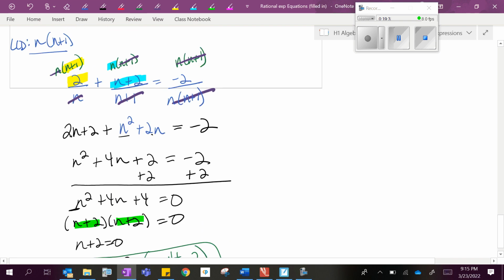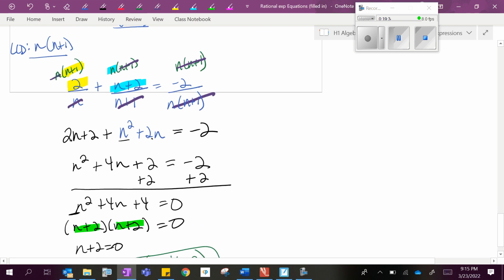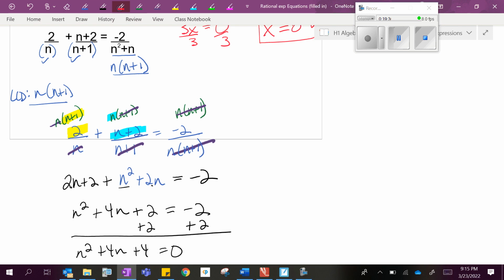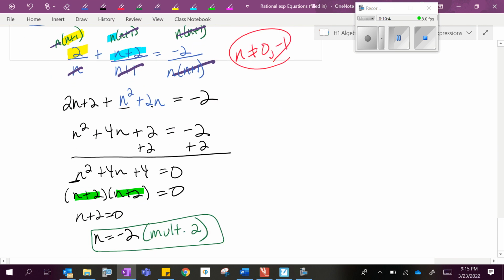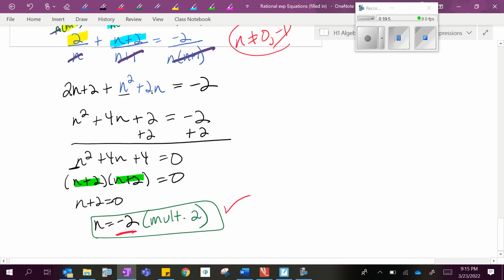Now, I did not look at my domain restrictions up at the very beginning, so let's go ahead and take a look at that now. And I can see my domain restrictions would be n cannot equal 0 or -1. And since -2 is not 0 or -1, I've got 2 good answers here.